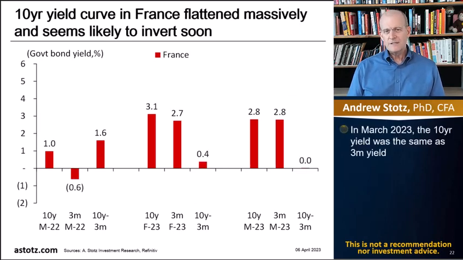And finally, the 10-year yield curve in France flattened massively and seems likely to invert soon. In March 2023, the 10-year yield was the same as the 3-month yield.